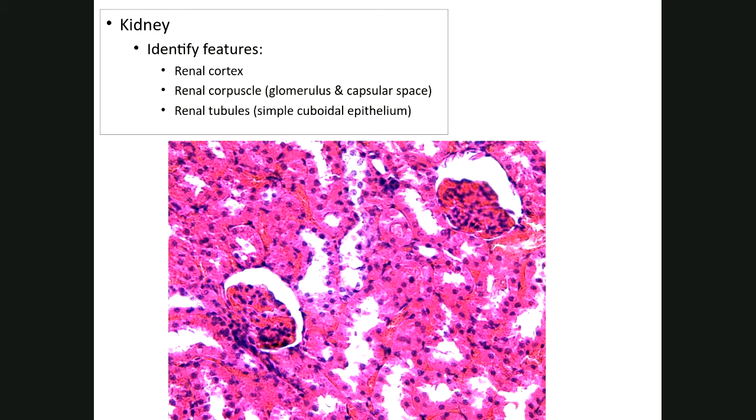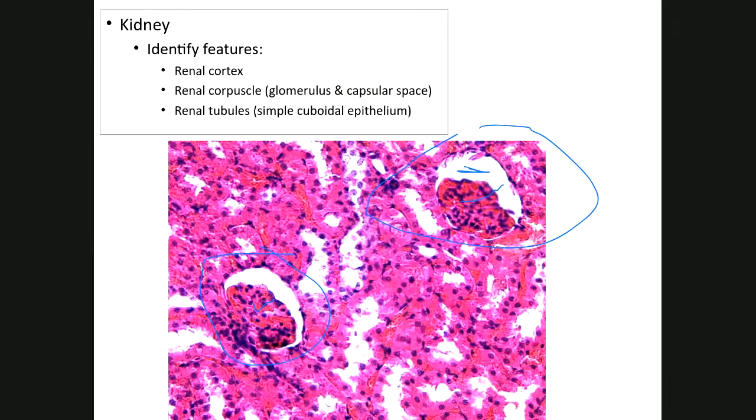So the first thing you want to look at and identify here are the kidneys. If you recall from the previous images that we looked at with the kidneys, we saw the renal cortex. This tissue sample is taken from the renal cortex. What you can see nicely in the renal cortex are these structures here, which are the renal corpuscles. The renal corpuscle, of course, contains the glomerulus, which are these guys, and then the capsular space, which is there.